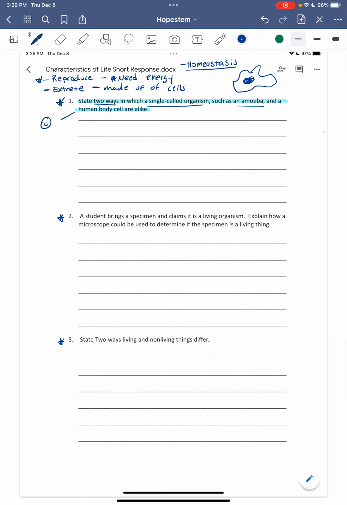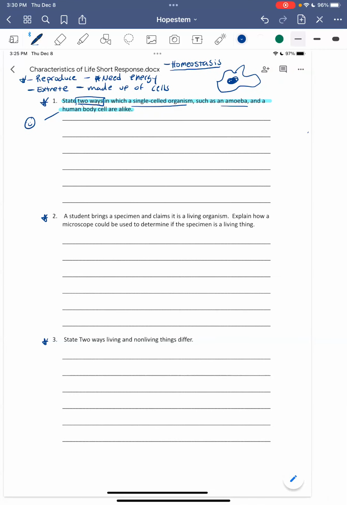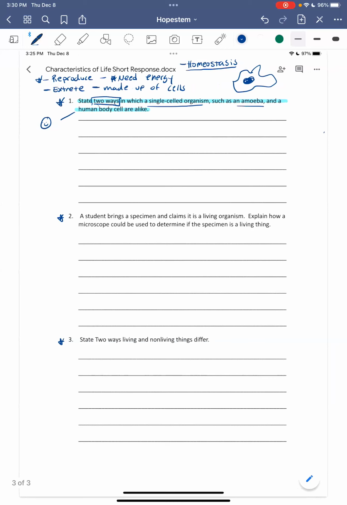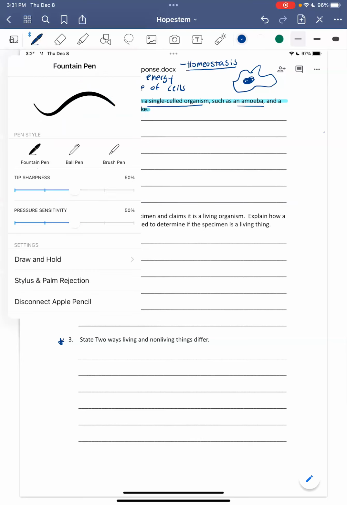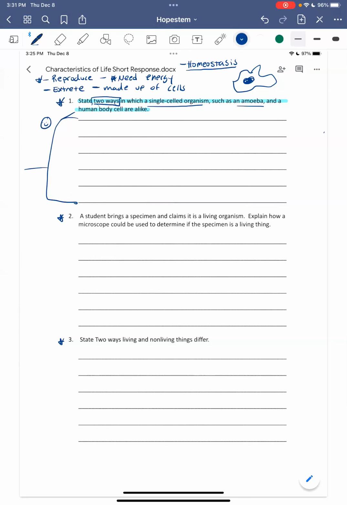Now remember, the question asks for 2 ways. If you only put one, you're not getting the point. You don't get half credit. The Regents doesn't work with half credit. You either get the point or you don't. So you can choose any one of these, okay? But we're going to write it in a complete sentence. You don't need to restate the question, because they only give you a limited amount of space. Okay, so let's go ahead and answer this.